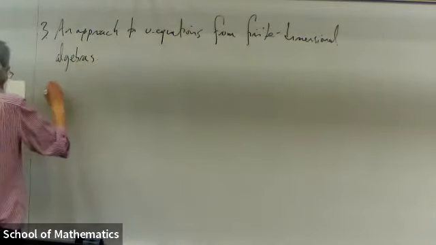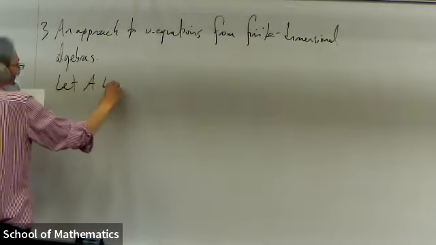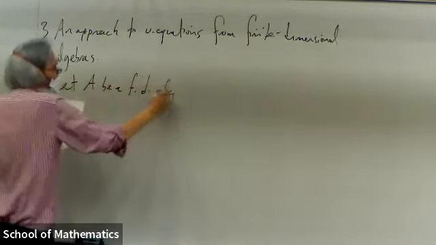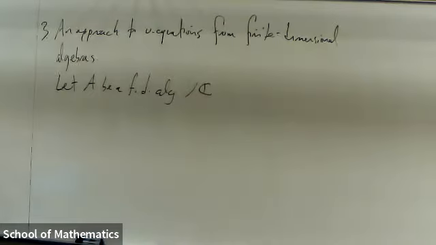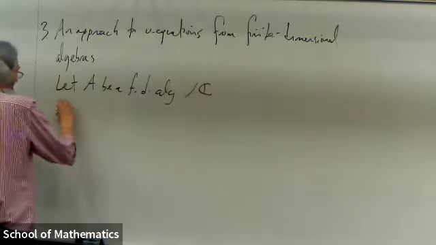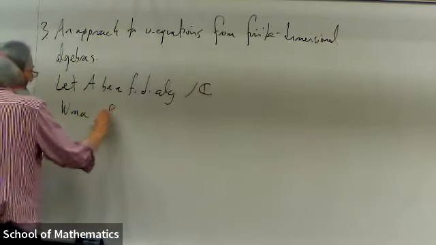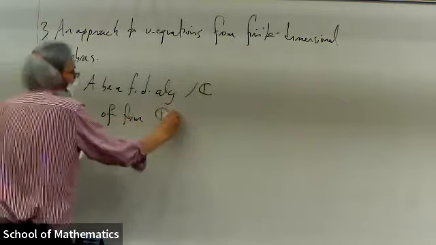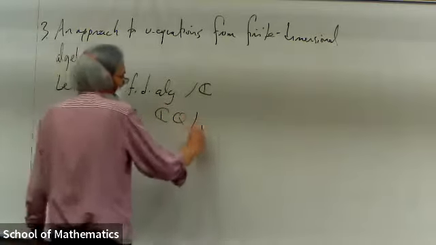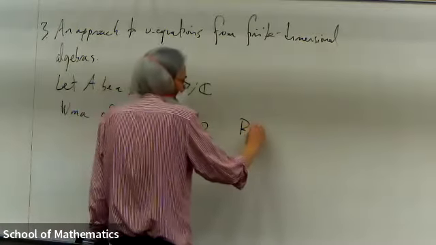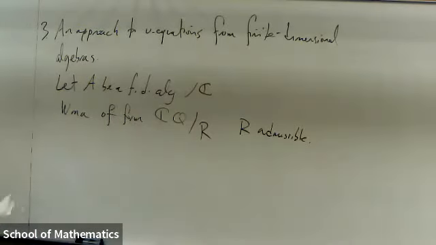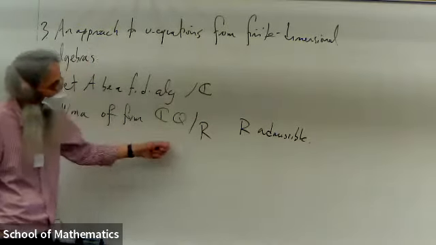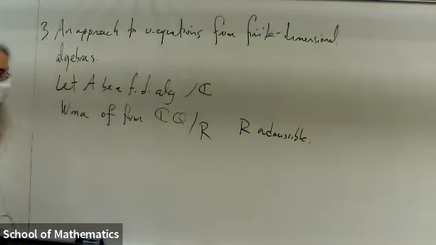So let A be a finite dimensional algebra. For convenience, I'm going to work over the complex numbers. Non-commutative, well, typically non-commutative. We may assume it is of the form of a path algebra modulo an admissible ideal. Don't worry about what that means. Any finite dimensional algebra is Morita equivalent to something of this form, so we can assume that that's what we're dealing with.